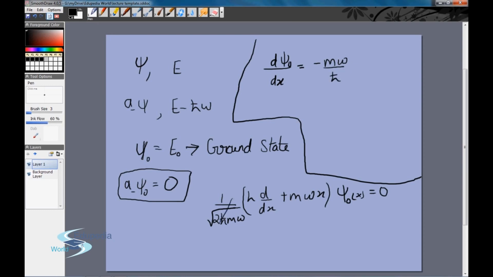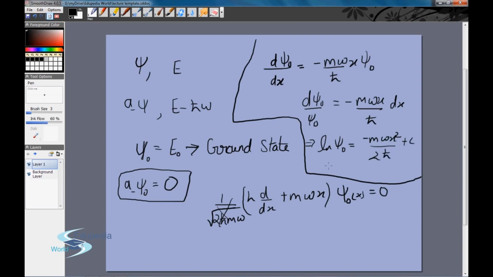This can obviously just be cancelled out because we have equal to 0. dψ/dx is equal to minus mω/ħ x times ψ₀, and we can just integrate it. dψ₀/ψ₀ is equal to minus mωx/ħ dx, which basically gives me ln ψ₀ is equal to minus mωx²/2ħ plus a constant c.